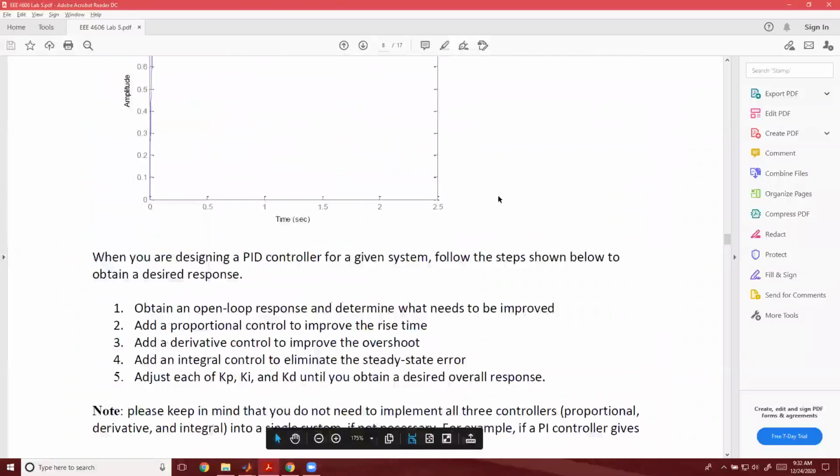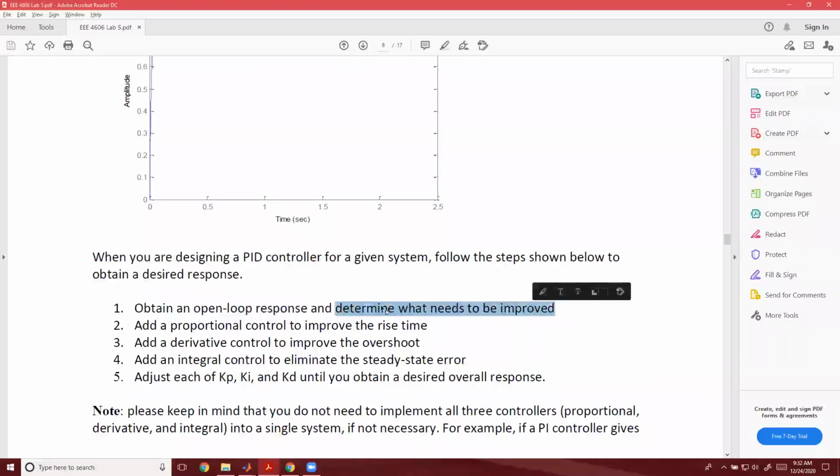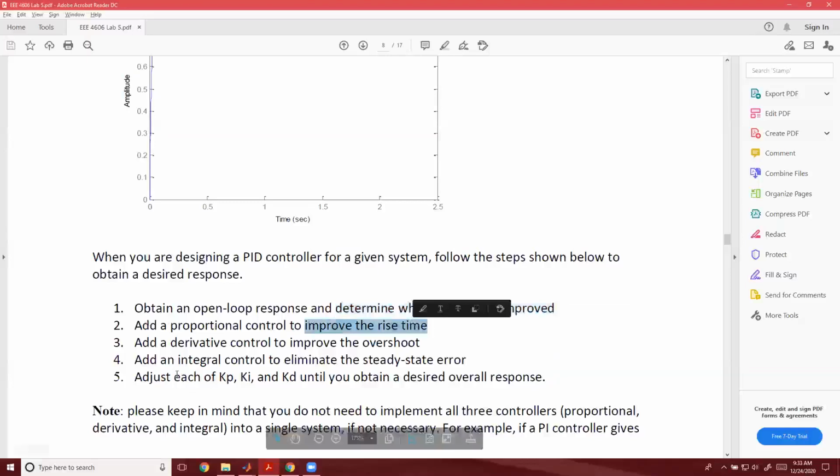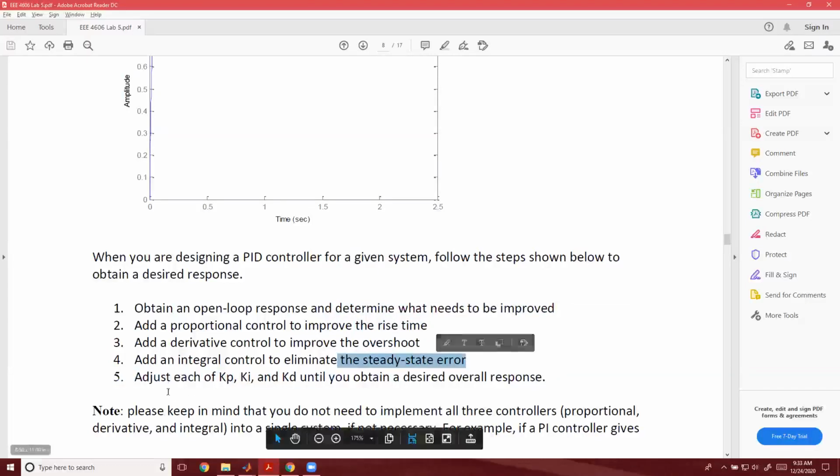So what are the steps for using a PID controller? We obtain an open loop response first of all, and we determine what needs to be improved. If you can recall, we looked at our open loop response and we saw the parameters that I need to improve. Now, we can add a proportional controller to improve the rise time. We can add a derivative controller to improve the overshoot, and we can add an integral controller to eliminate the steady state error. And we can adjust our Kp, Ki, and Kd values until I obtain a desired overall response.